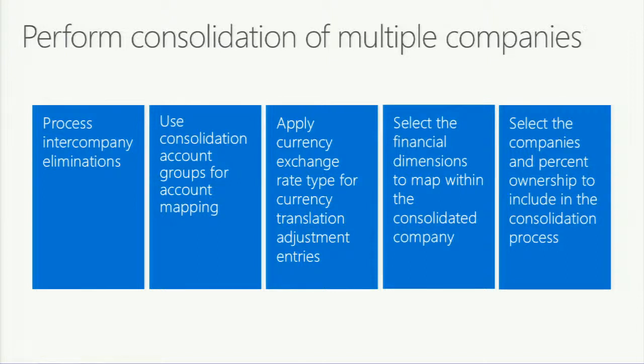So you'll see a list of all the possible dimensions, and you can choose which ones to include for the aggregated data in the consolidation company. And as part of the consolidation process, you can choose percentage of ownership for non-controlling interests, for instance, as part of the consolidation process as well. So those are the different steps that I'm going to walk through.